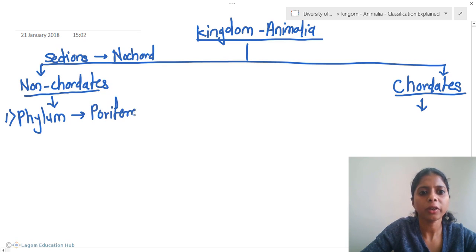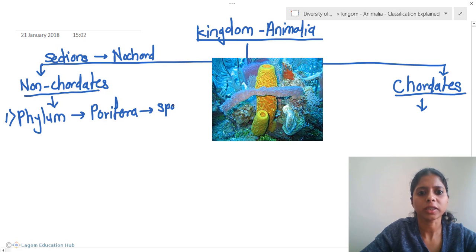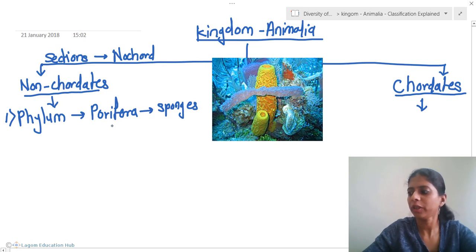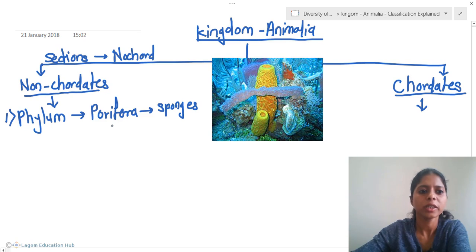Are you drawing along with me? Draw along with me. Poriferans include sponges. We will study all the detailed characteristics of Porifera afterward, but right now you need to understand that Porifera include sponges.